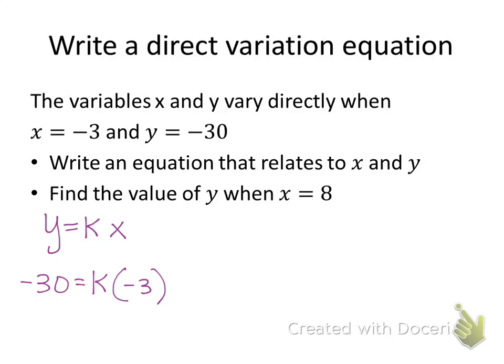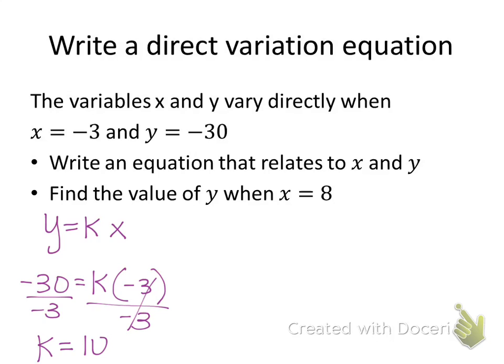Very good. Now, it's k times x. Even though x is negative 3, please do not get confused and say, oh, it's k minus 3. No, no, no. It's k times negative 3. That's why we put the parentheses around it, so you don't get confused. So what am I going to do to solve for k? Divide by negative 3. And what does k equal? 10.